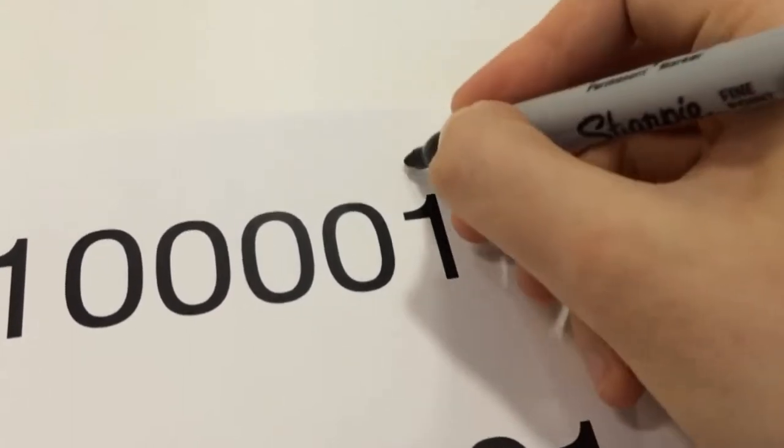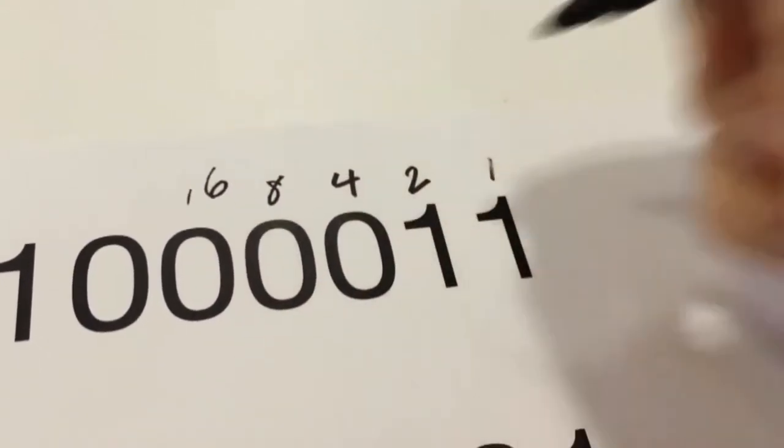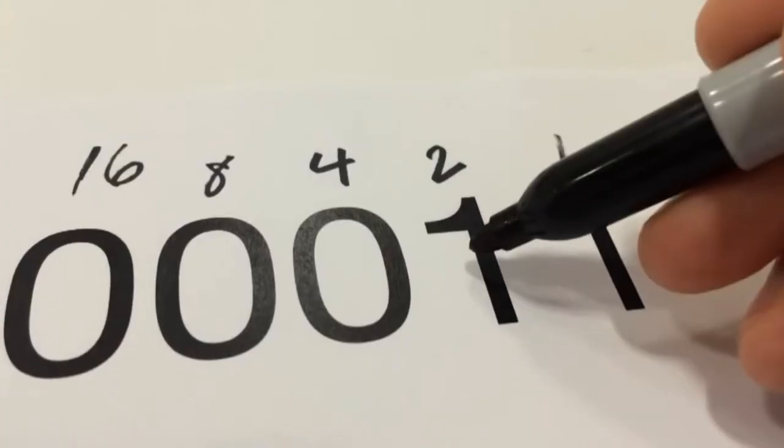Just remember your powers of 2. This one here is worth 1, then 2, then double it again, 4, then 8, then 16. You can ignore the first 3 numbers, I'll explain why in a minute. So here, we've got a 2 and a 1. Add them together, you've got 3.